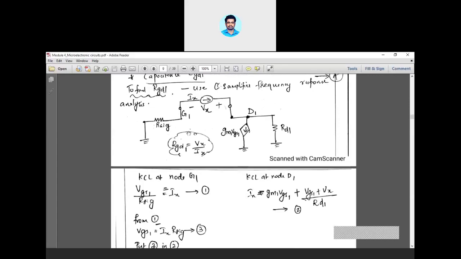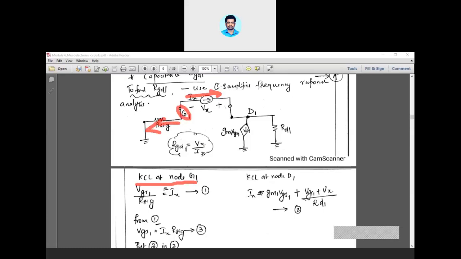Now our intention is to find RGD1. To find that we have to find the ratio of Vx by Ix. For that we will apply KCL at node gate 1. You can see that this current is leaving here. Leaving current is equal to entering current, that is what is known as KCL, isn't it? So this can also be considered as leaving current.